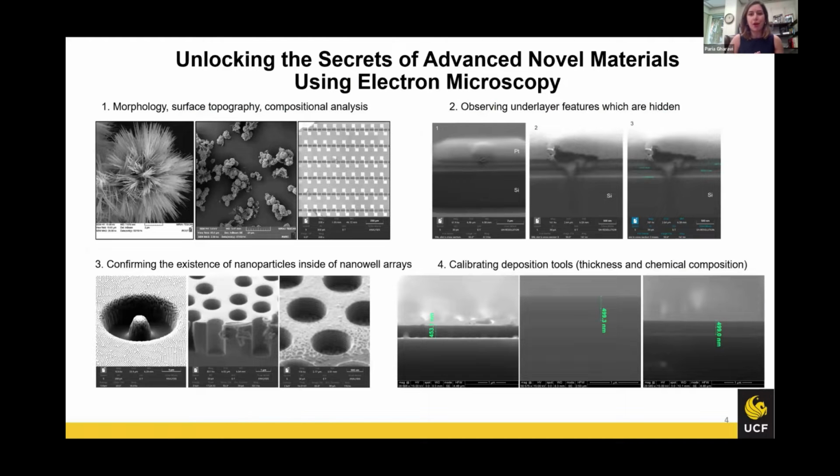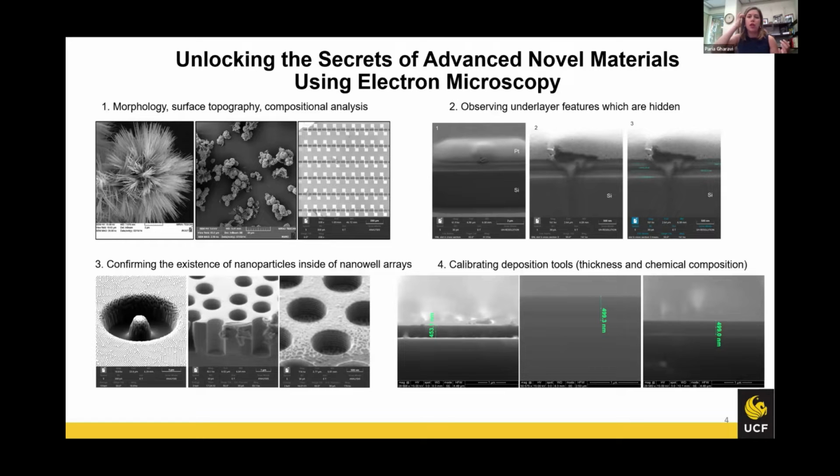Before starting about my research, I'm going to show you how we can unlock the secrets of advanced novel materials using electron microscopy. During this, I want to ask you to think about your own research, think about your own materials, and see how you can unlock their secrets using electron microscopy. For example, whenever it comes to the morphology, surface topography, or compositional analysis of a material, like nanoparticles or the surface of your devices, we can use electron microscopy.